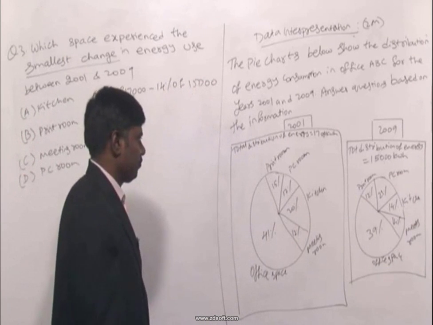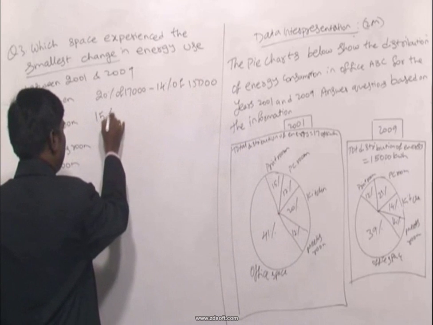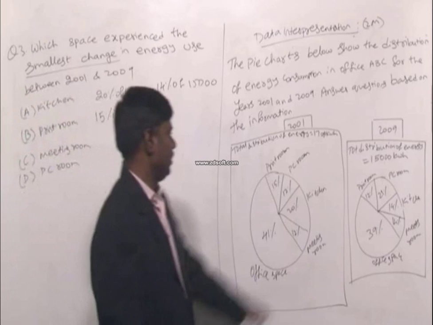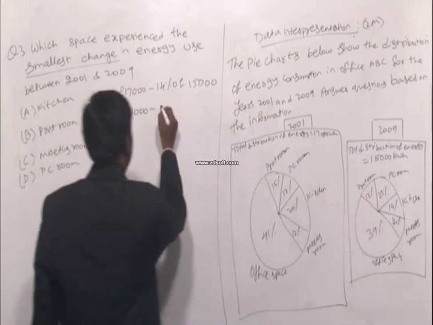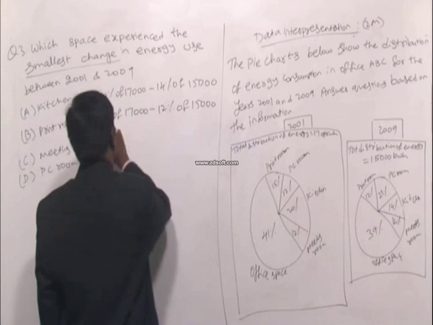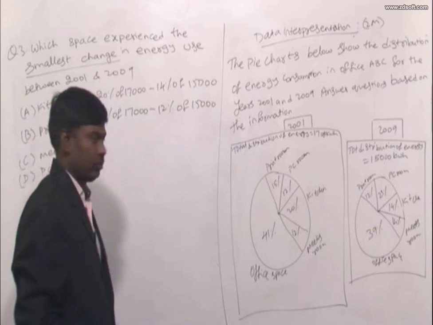Next, print room. 15% of 17,000 minus print room here is 12%, 12% of 15,000. Percentage reduced, number also reduced.